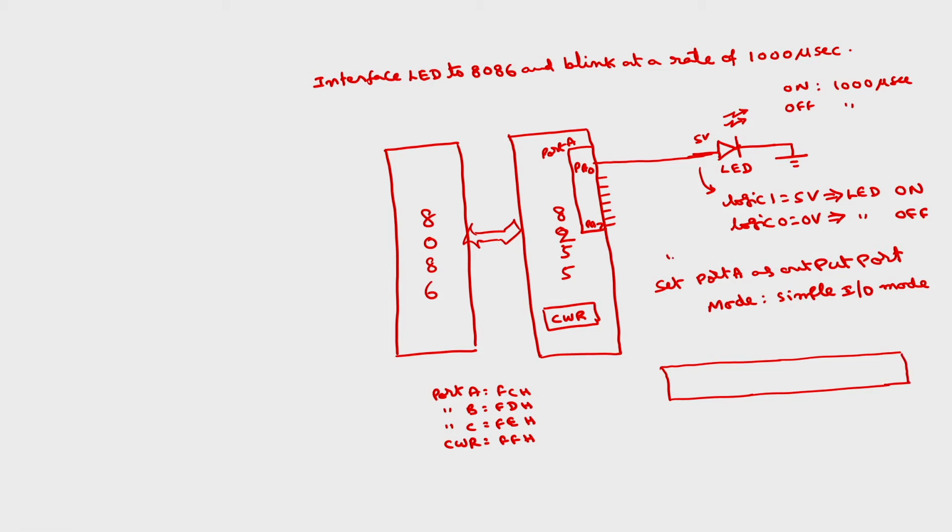I am using this in IO mode. So this D7 pin, D6, D5, D4, D3, D2, D1 and D0.